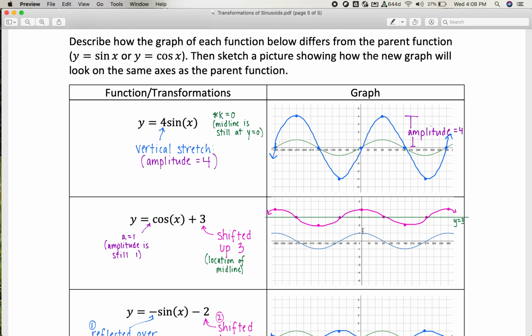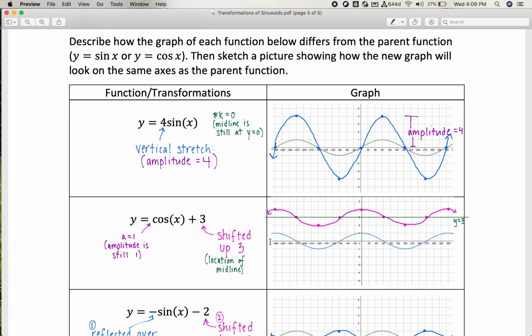So notice here, this is the cosine graph, a little different than sine because it starts at 1 and decreases. But I can really still use that as a starting point and now shift. In this case, notice that the amplitude's not changing. It's still going to be 1, but I am shifting the graph up 3.